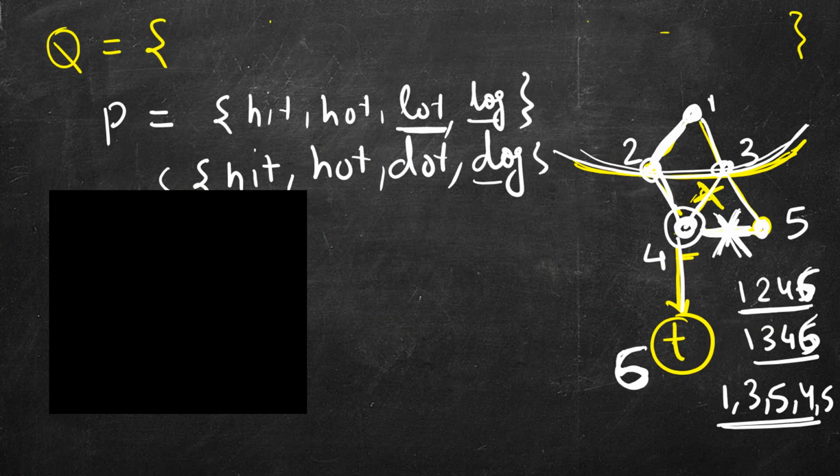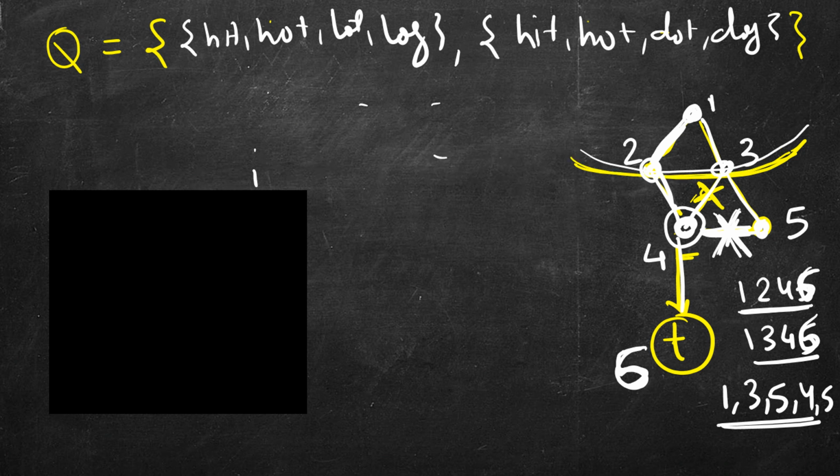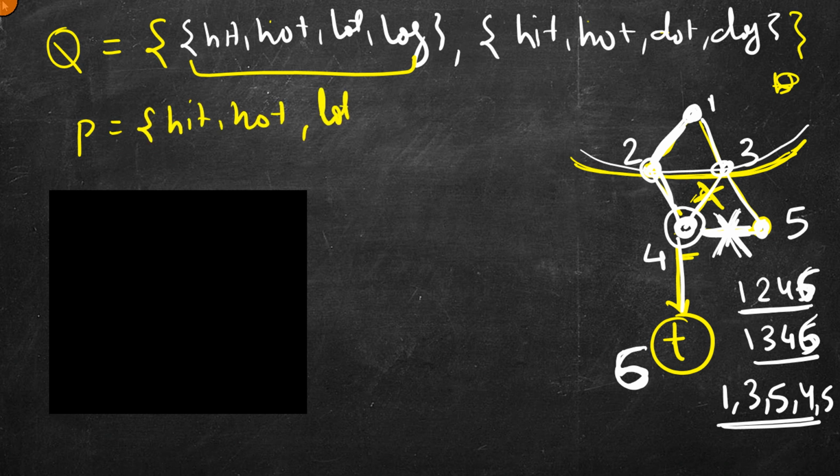Now again these two are in the queue. So the queue has hit, hot, lot, log, and hit, hot, dot, dog. These two paths are in the queue. So again the queue is not empty, and we have also not reached the end word. So you will see that we will later keep track of whether we have reached the target word or not using just a boolean flag. Now we pop the front element. So the path is hit, hot, lot, log.